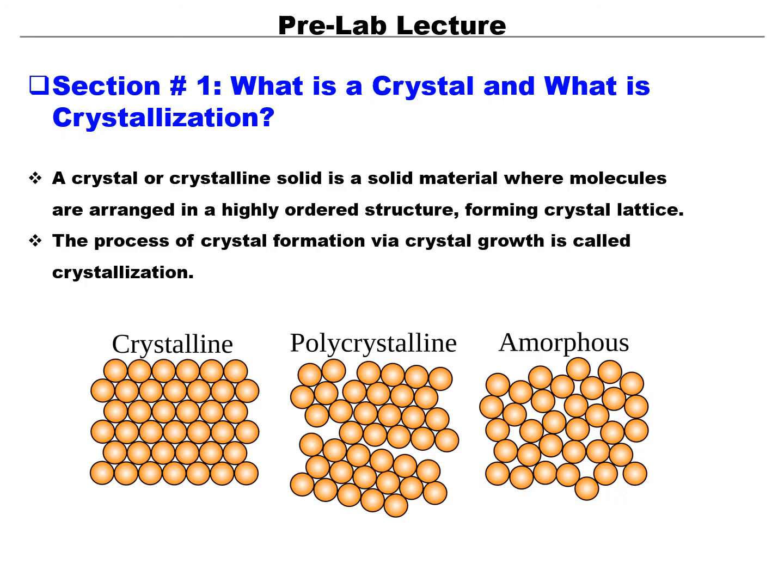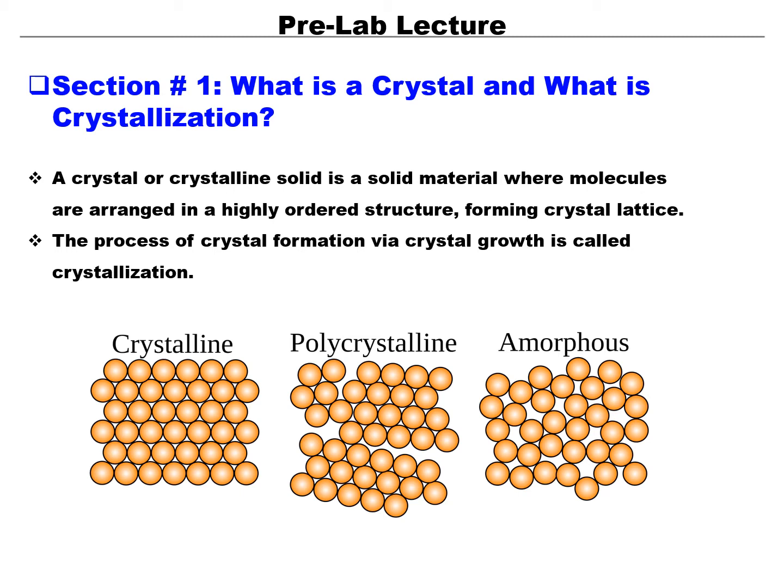All right, in this experiment, we shall be looking at crystallization. A substance is crystal if its molecules are arranged in an ordered manner, whereas a substance is non-crystal, also called amorphous, if its molecules are arranged in a disordered manner.